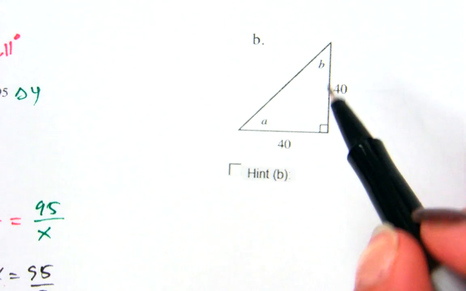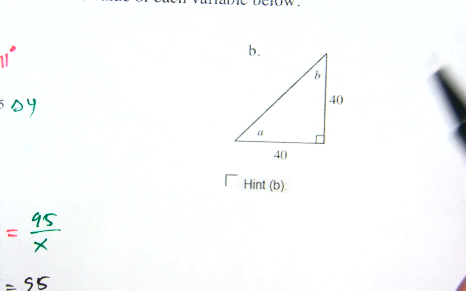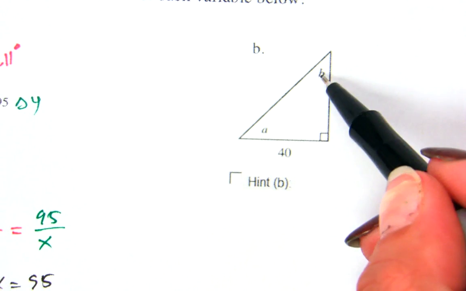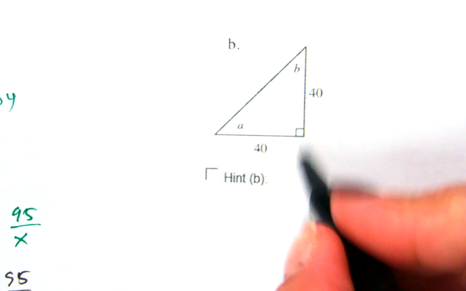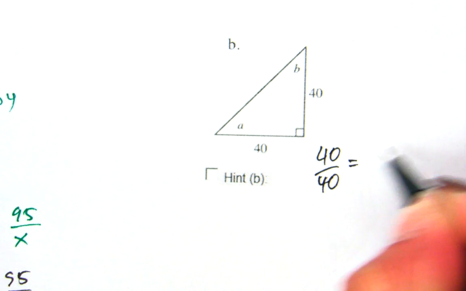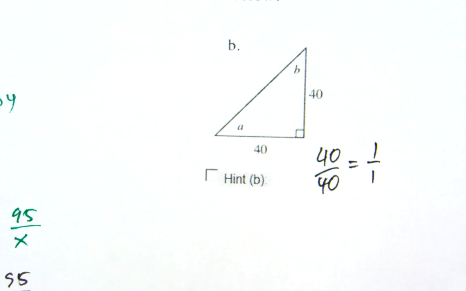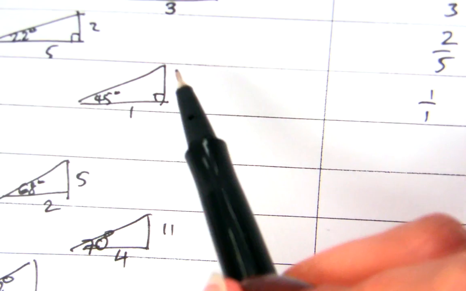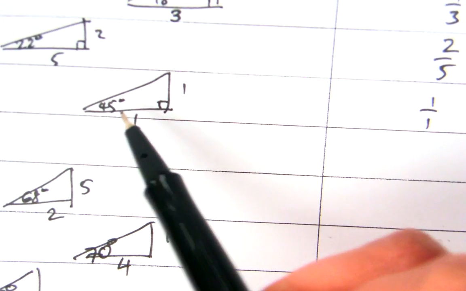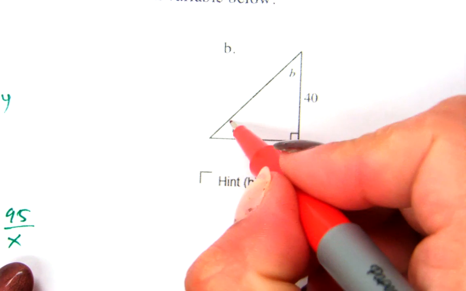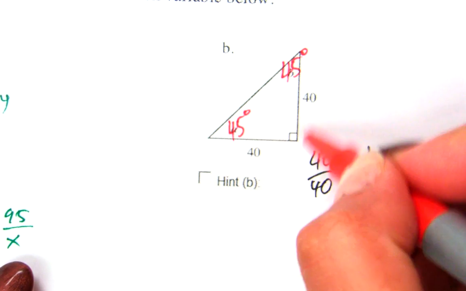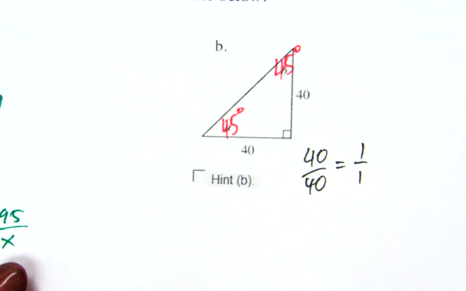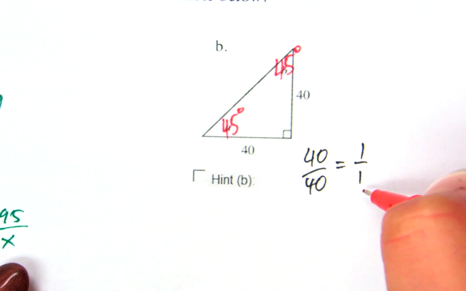Now for B, it's asking you what are these two angles here. It really should have theta here and some other angle here, not A and B, because that can get confusing. So it's asking for the angles, and the slope ratio between 40 over 40 is just equal to 1 over 1. So if we look at our slope ratio of 1 over 1, that would give us a 45 degree angle. So this has to be 45 degrees, and this has to be 45 degrees also, because 45 plus 45 plus 90 gives you 180 in your triangle. And all because the slope ratio is 1 over 1.